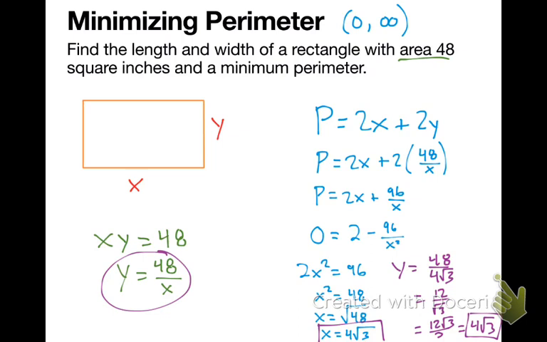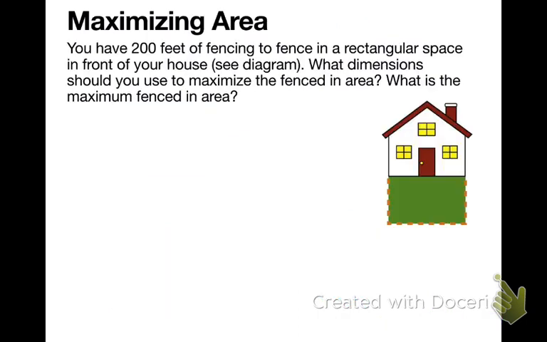Well, there's an example where we're minimizing perimeter. Let's try an example now where we're maximizing area. You have 200 feet of fencing to fence in a rectangular space in front of your house. See the diagram there. Notice that we don't need fencing alongside the house because the house is forming our border. So we need fencing around the 3 dotted sides in this diagram. What dimension should you use to maximize the fenced-in area? And what is the maximum fenced-in area?